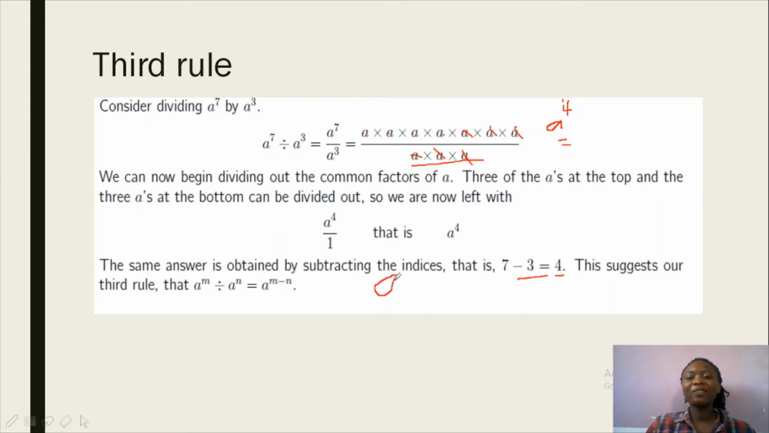So a raised to the power 7 minus 3 will give us a raised to the power 4. So we maintain one of the a's and then subtract the exponent. As simple as that. So these rules and laws should be on your fingertips. You should be able to apply them as the questions come.